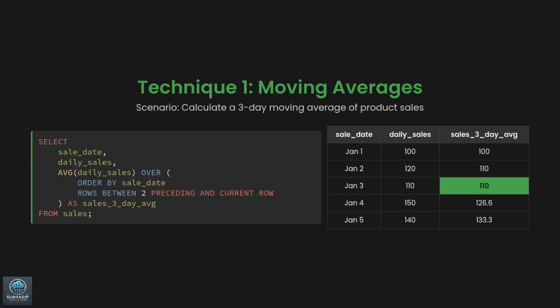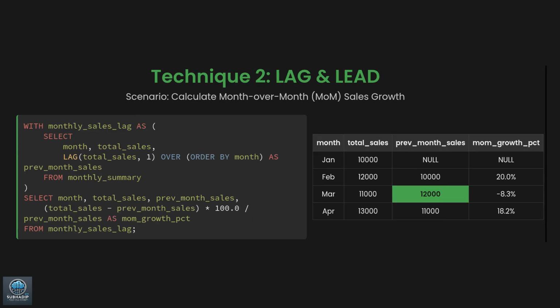Let's start with moving averages. They help smooth out short-term fluctuations to highlight longer-term trends. Imagine we want to calculate a 3-day moving average for sales. We use the AVG function over a window defined by the current row and the two preceding rows. As you can see in the table, the average for January 3rd is the average of sales from January 1st, 2nd, and 3rd.